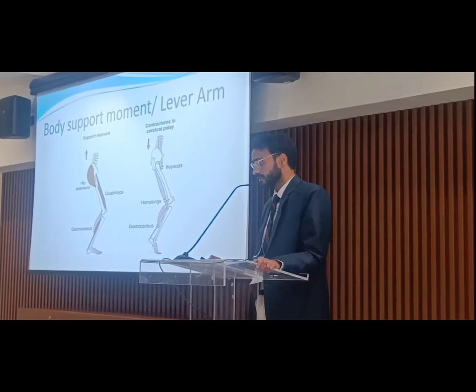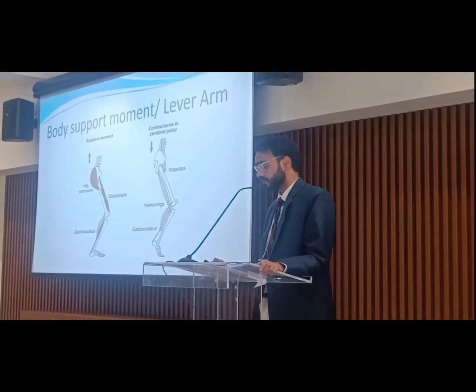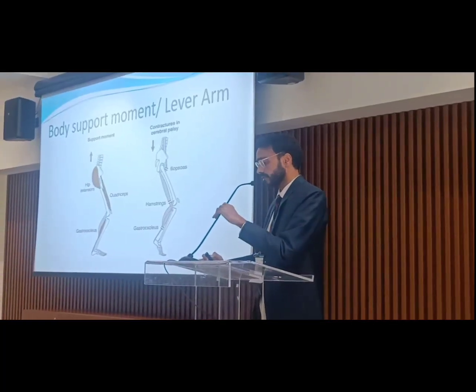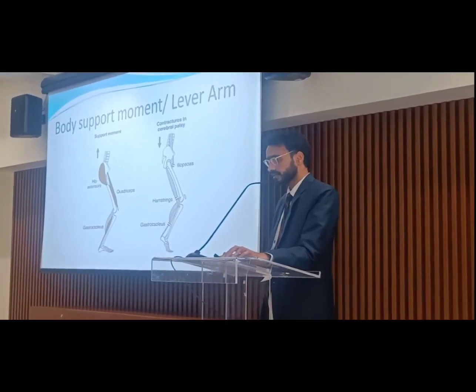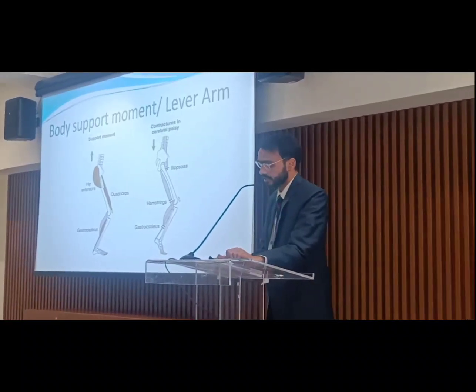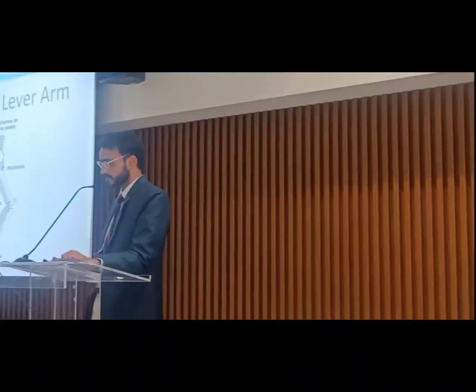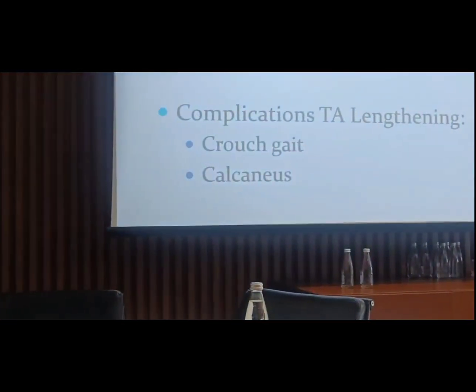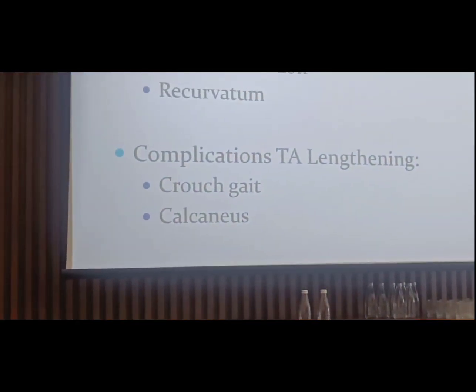This is the pathophysiology of why we need to be very careful in how we operate, because we are basically balancing out the muscles, and as they have residual contractures, we must know what to operate on and when. The complications of hamstring lengthening are recurrent flexion deformity. Complications of psoas lengthening are crouch gait and calcaneus deformity. These are a few cases which we've operated.